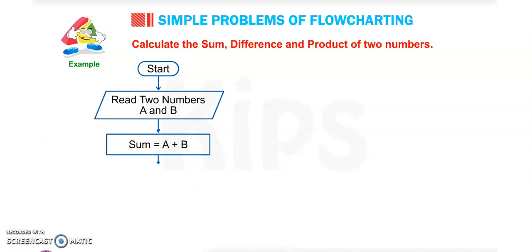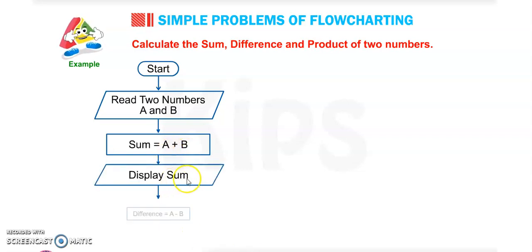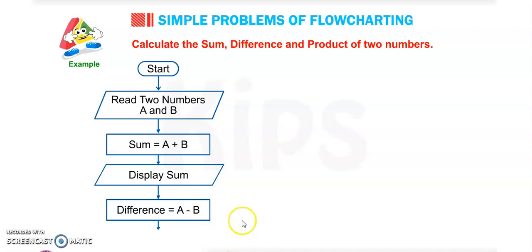After that we have to follow the formula for the sum of two numbers A and B. So we can write this process in the processing box. We can write sum equals A plus B. Next, display the sum. It will display the result after adding the two numbers A and B. Whatever answer is stored in sum, it will display.